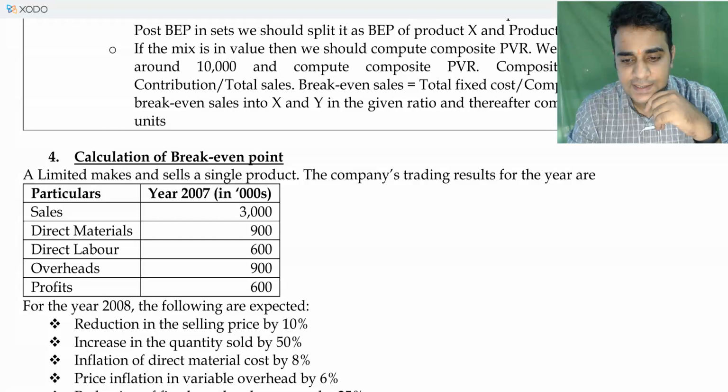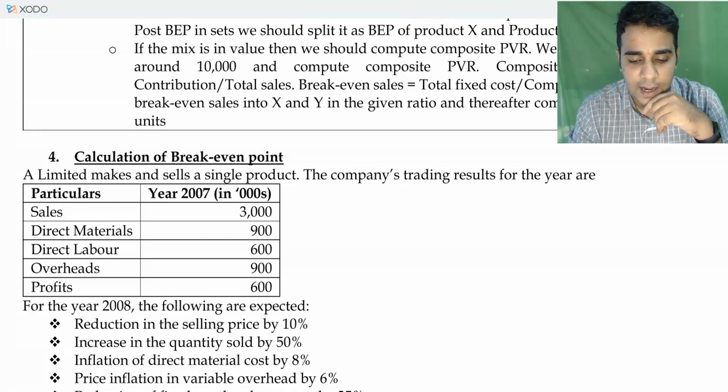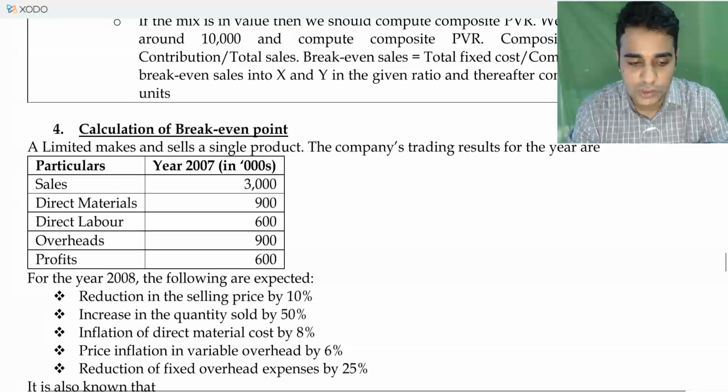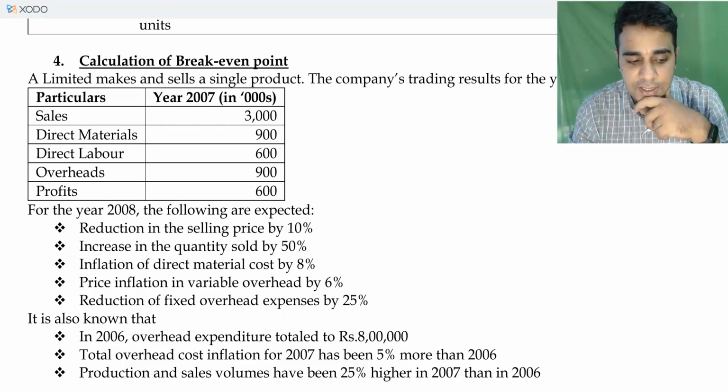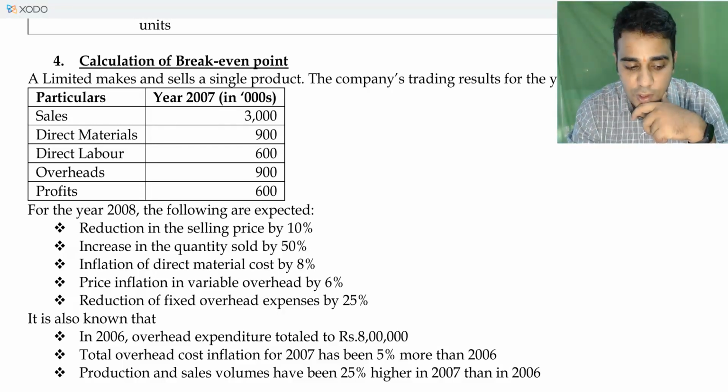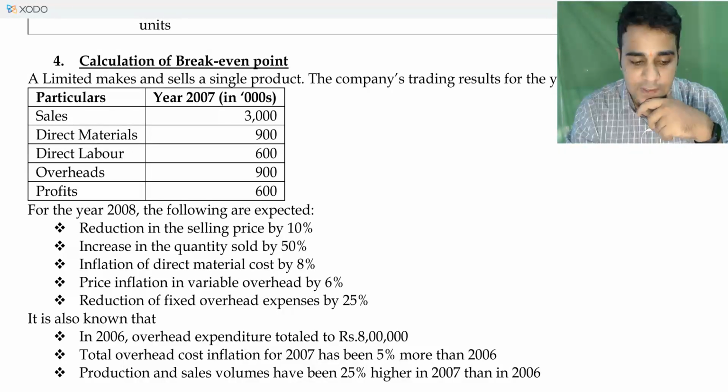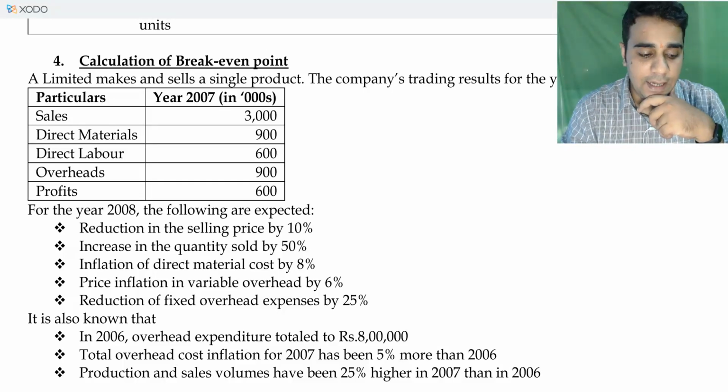A Limited makes and sells a single product. Company's trading results for the year are as under. Particulars: year 2007 in thousands, sales 3,000 thousands, material 900, labor 600, overheads 900, profit 600. For 2008, following are expected: reduction in selling price, increase in quantity sold, inflation of direct material, inflation of variable overhead, reduction of fixed overhead. It is also known that in 2006, overhead expenditure total to 8 lakh.